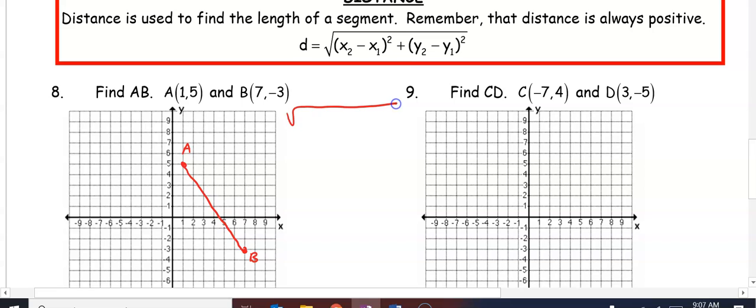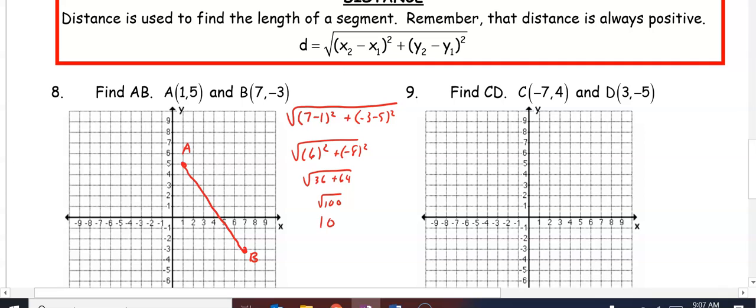So the distance formula is 7 minus 1 squared plus negative 3 minus 5 squared. So we get the square root of 6 squared plus negative 8 squared. 6 squared is 36, negative 8 squared is 64. So when we take the square root of 100, we get 10.